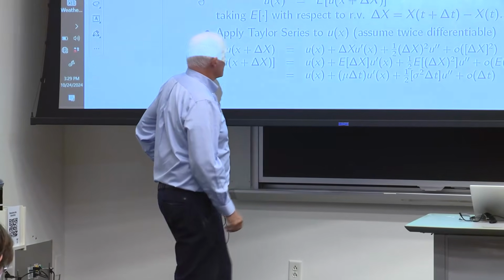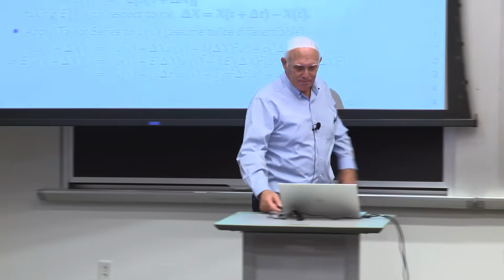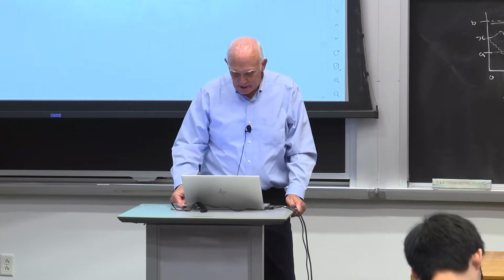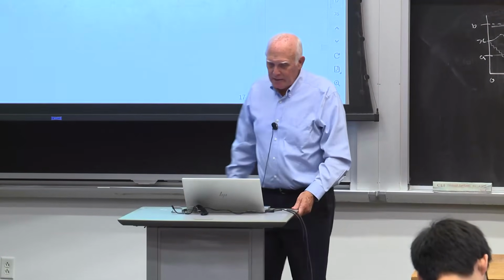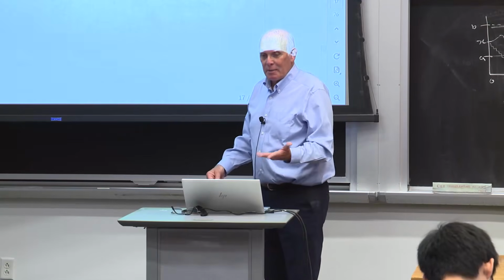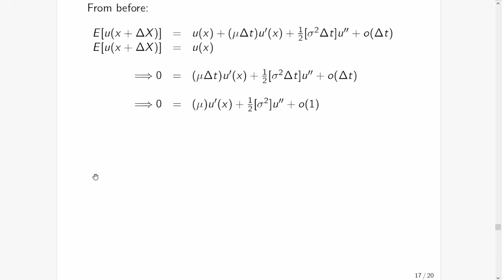So we have this expansion from the Taylor series. And from what we said before, this expected value of u evaluated at x plus delta x should simply equal u of x. And if that's true, then we get this equation for u prime and u double prime.